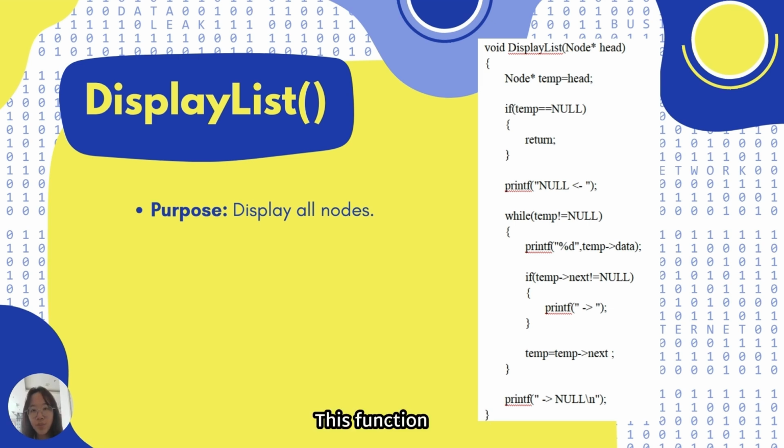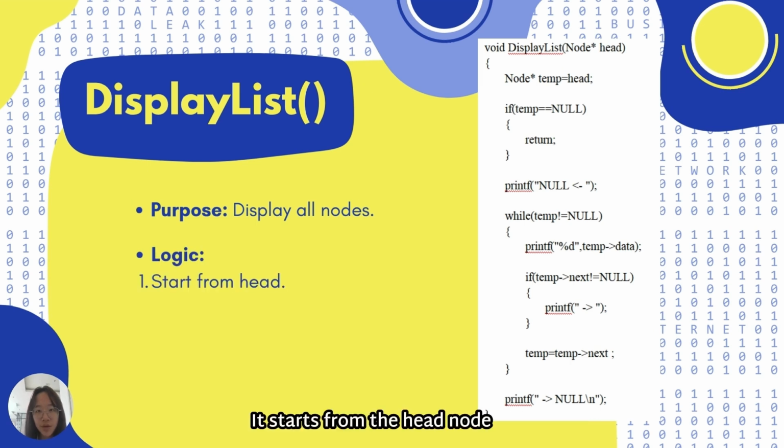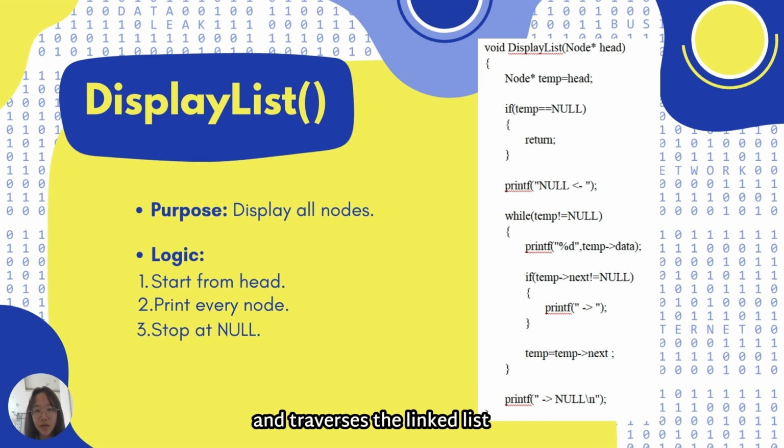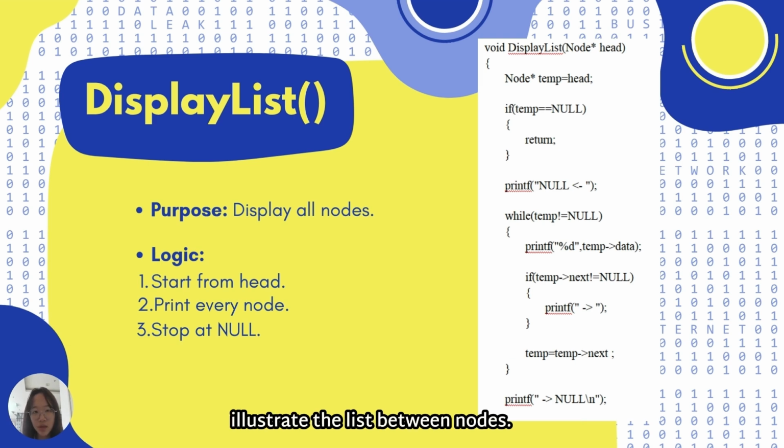The last function is display list. This function prints all the nodes currently stored in the linked list. It starts from the head node and traverses the linked list until it reaches None. During traversal, every node's value is displayed together with an arrow to illustrate the link between nodes. This allows users to clearly observe the structure of the linked list after every operation.